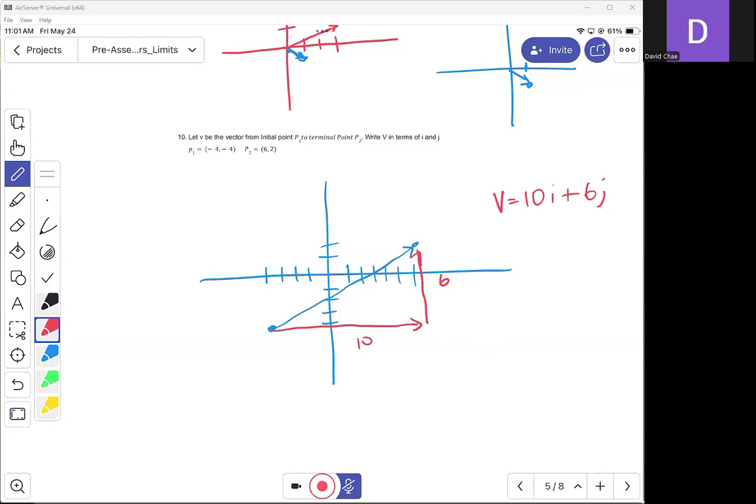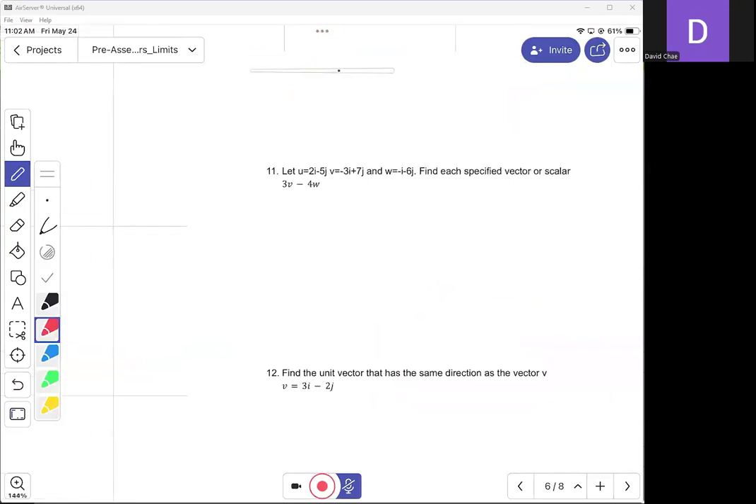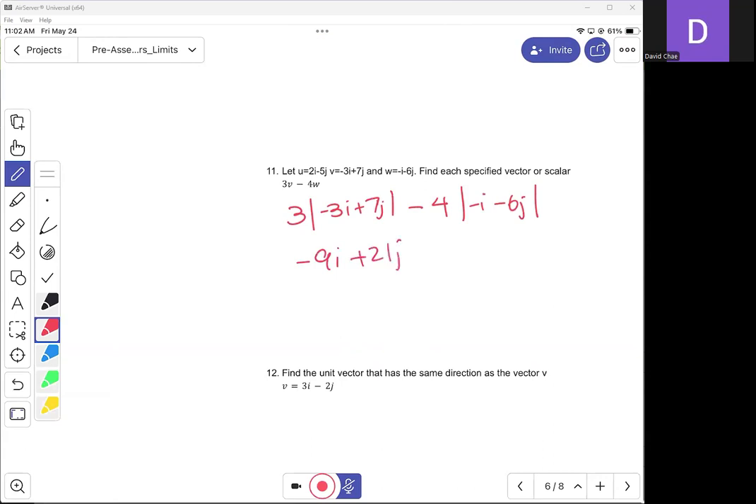Number 11. A lot of distributive property: 3 times (-3I plus 7J) minus 4 times (-I minus 6J). This will be -9I plus 21J. And distribute the minus sign, so it'll be plus 4I plus 24J. Combine like terms, and it will be -5I plus 45J. And remember the component form is -5, 45.